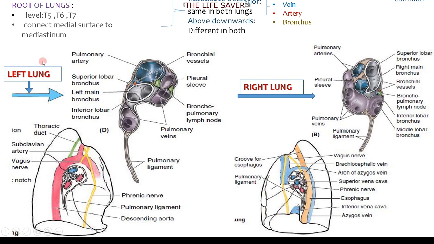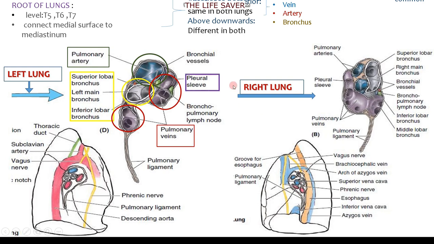From above downwards, the structures present in the root of the two lungs are different. In the root of the left lung, the structures from above downward are: first, the pulmonary artery, then the bronchus, superior lobar bronchus, left main bronchus, and inferior lobar bronchus. Then there is the pulmonary vein.